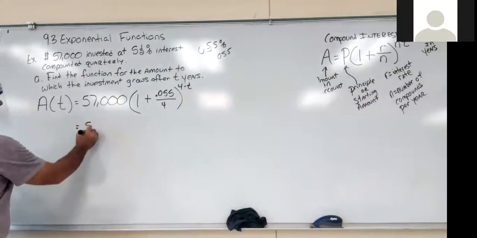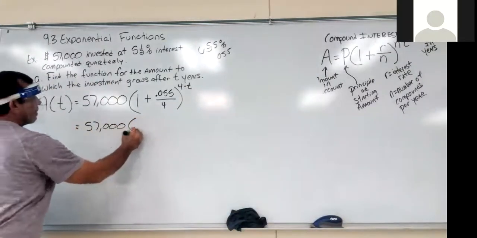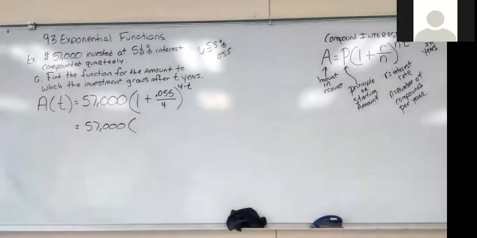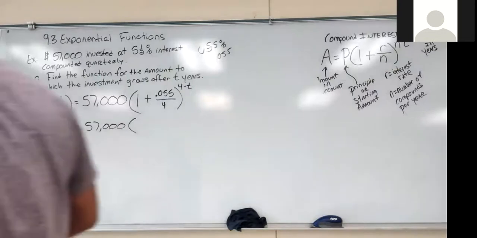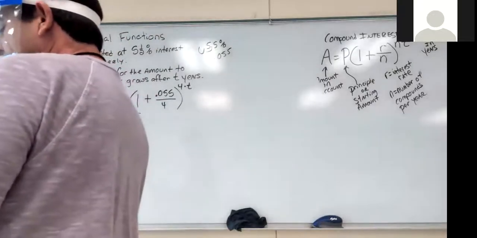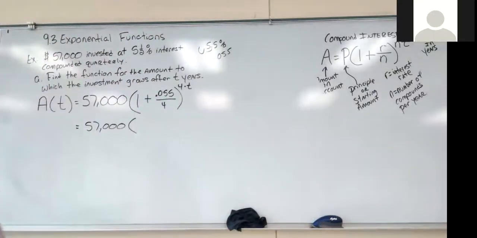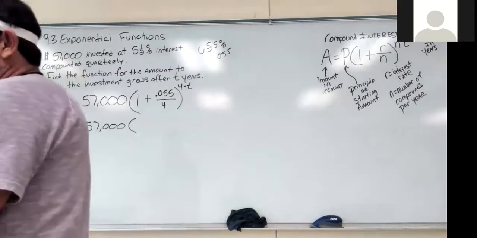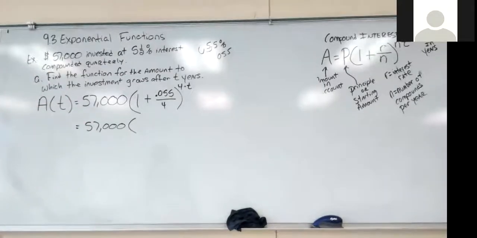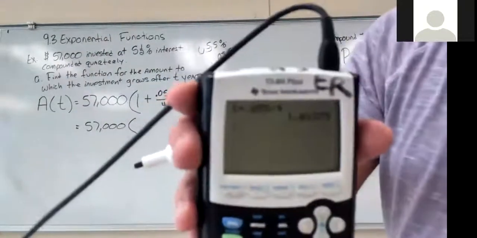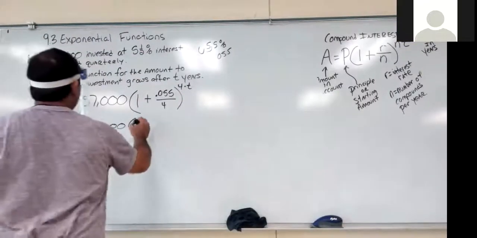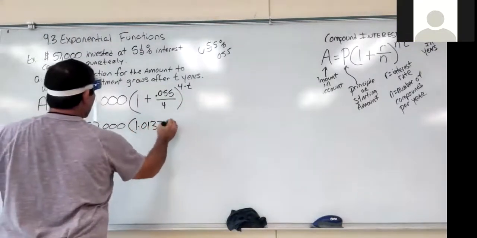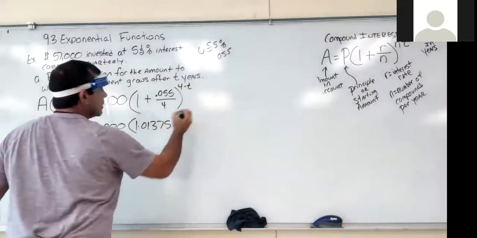So this is a 57,000. Let me see what I get when I do the 1 plus. So y equals 57,000 times, so that's 1 plus 0.055 divided by 4. So I'm just sort of simplifying inside the parentheses. And I'm getting 1.01375, all to the 4t.